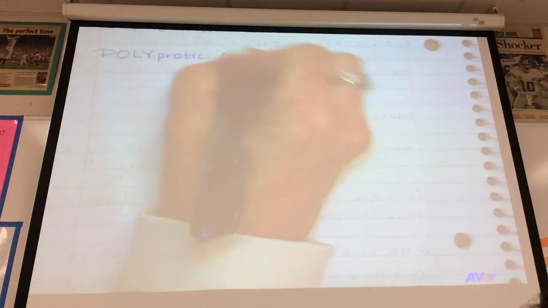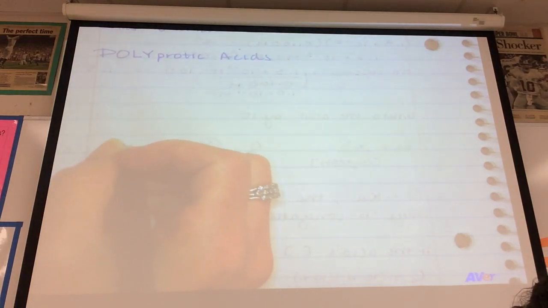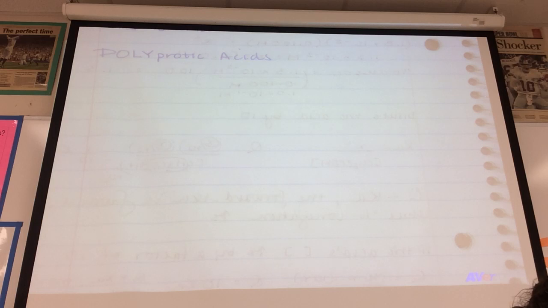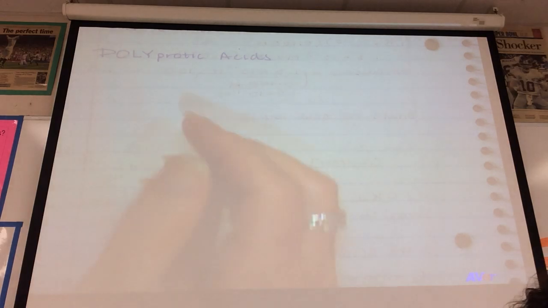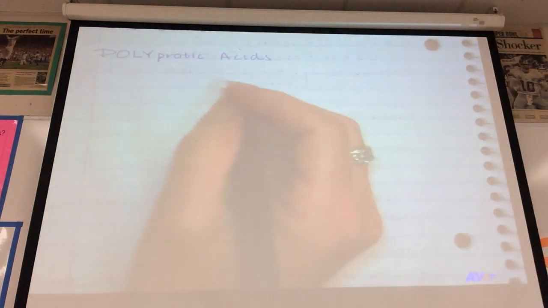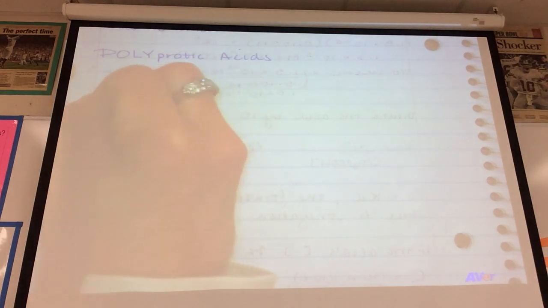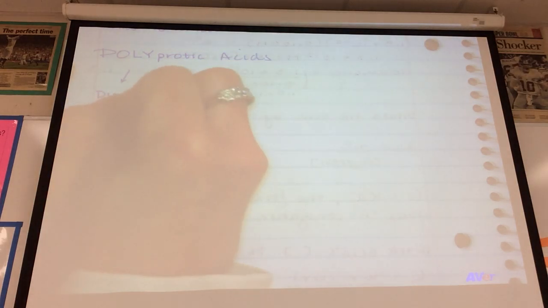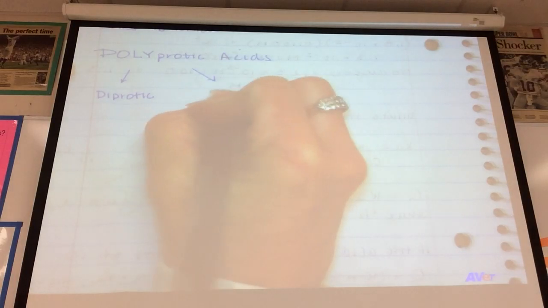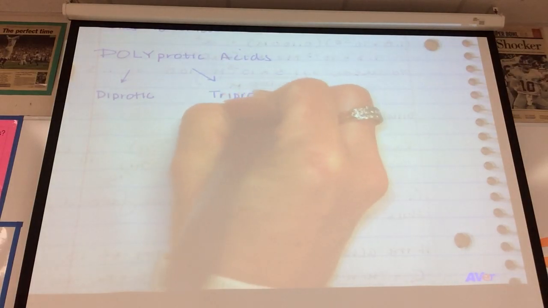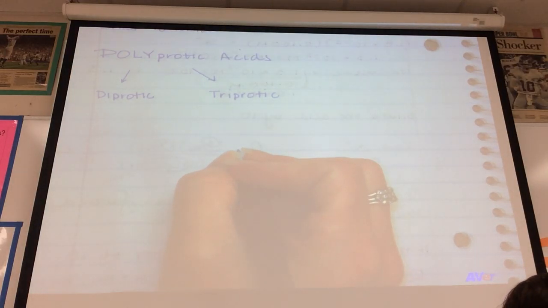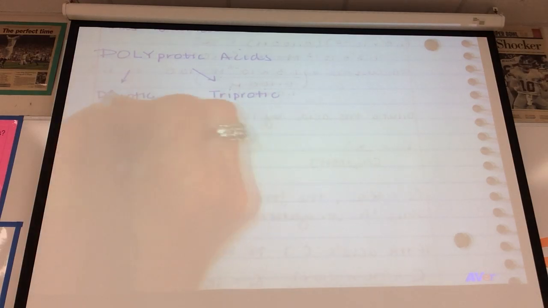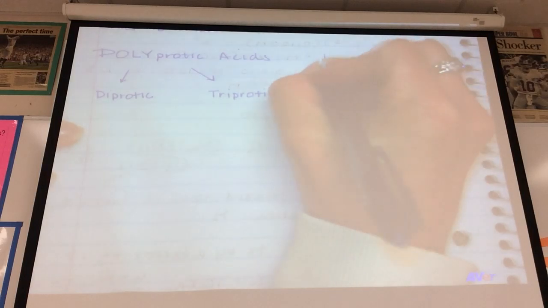What does poly mean? More than many. Many. Like a polygon has more than one side. In any event, polyprotic acids consist of diprotic and triprotic acids, as opposed to monoprotic.